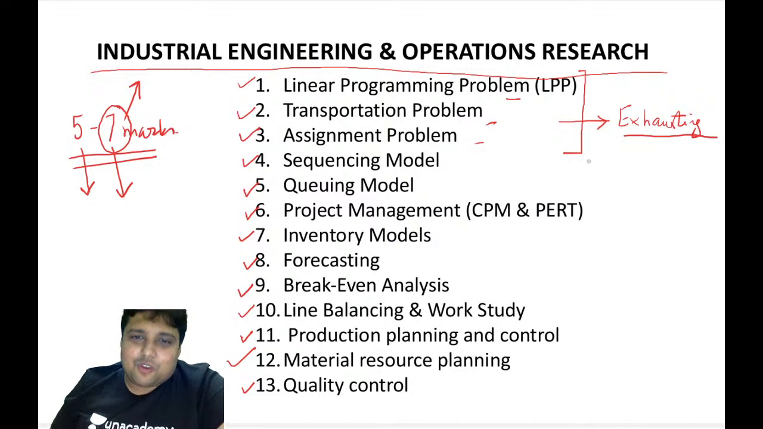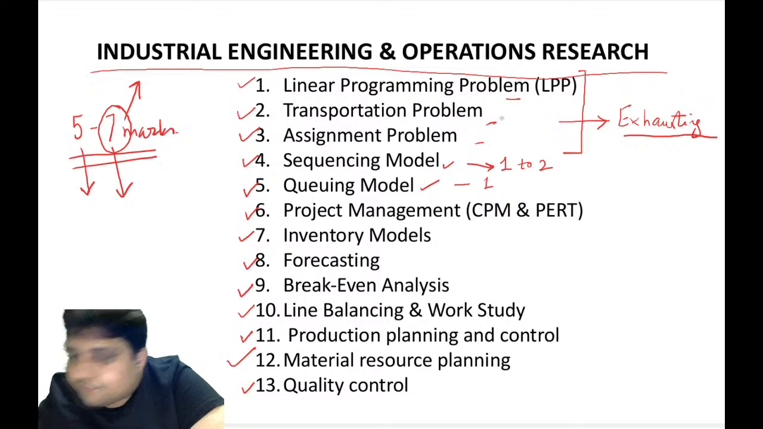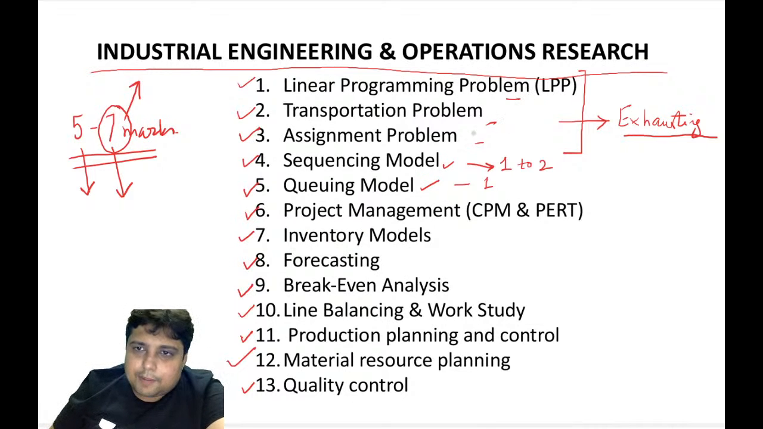समझ रहे हैं? Okay. Then you have a sequencing model. It is a relatively small topic. Queuing model is also a relatively small topic. It will take 1 class to cover the subject, and sequencing also will take 1 to 2 classes. Okay. These 3 topics: linear programming problem, transportation problem and assignment problem. These will take around 10 classes. Okay. And it is important also. It comes in the examination also.